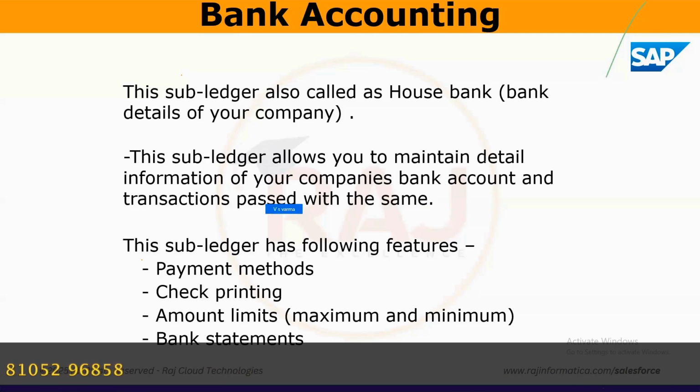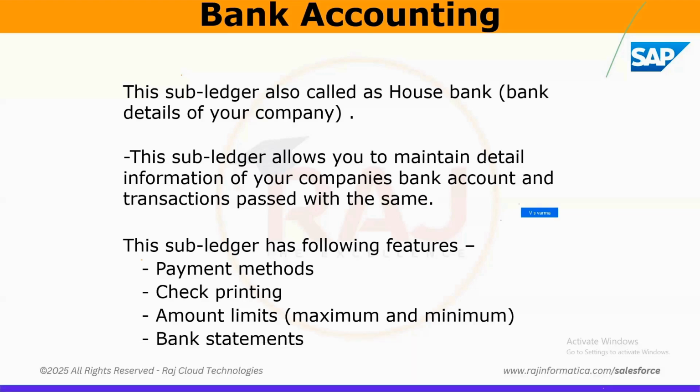So for the house bank, we will be doing the setup, like where your branch exists and what your actual account number is that has been provided to you by the bank. Each and every detail which is related to the bank needs to be created in SAP, and then you will assign the GL account which you are using for the bank, and it can then be used in posting your accounting entries. So this sub-ledger, or bank accounting, allows you to maintain the detailed information of your company's bank account and the transactions which are passed with it.